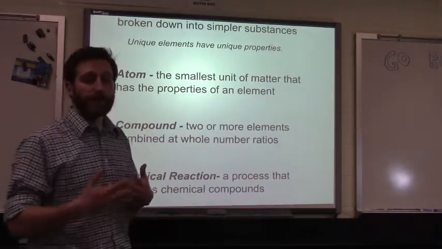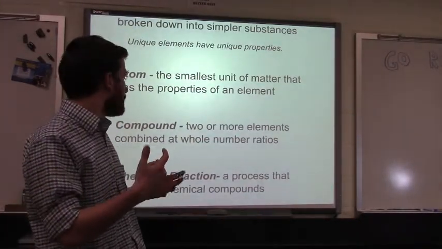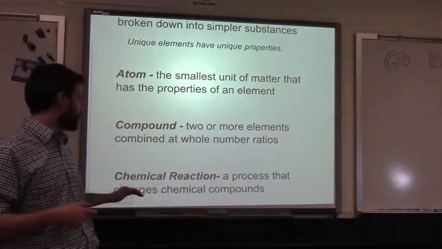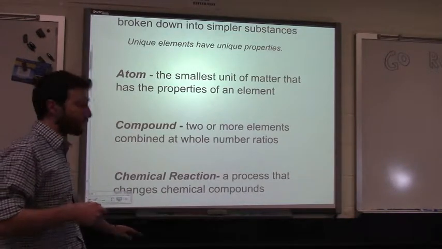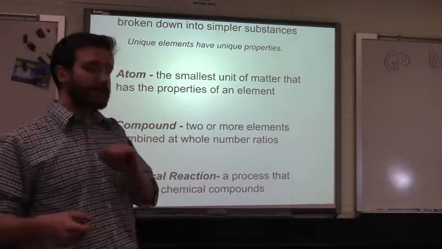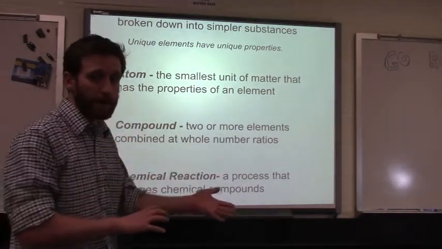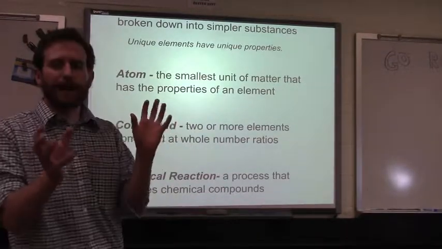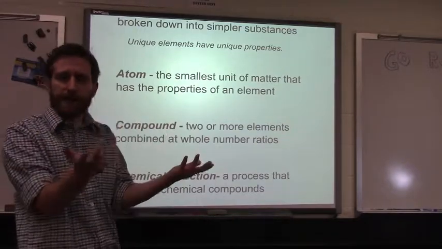Next, a compound is two or more elements combined at whole number ratios. And lastly, a chemical reaction is a process that changes chemical compounds. So it could form them, it could destroy them, break them back down into elements, or it could just rearrange which atoms are bonded to which atoms.